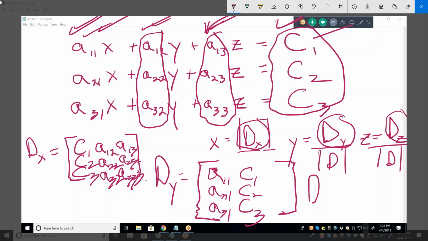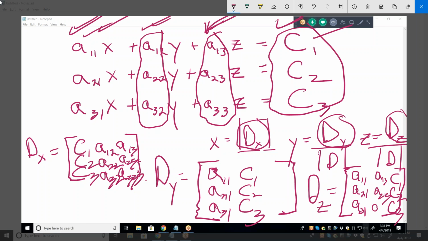Let's see if we can figure out a pattern here. So the Z, that starts out with the coefficients of the X, and it ends with the constants. So you can figure out what goes in the middle, right? The Y, exactly, which is A1,3, A2,3, and A3,3.